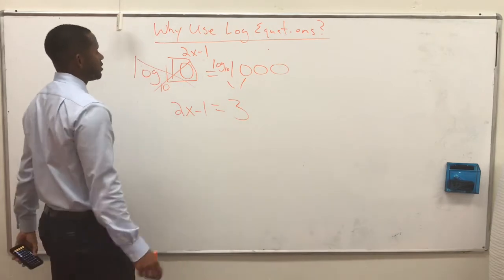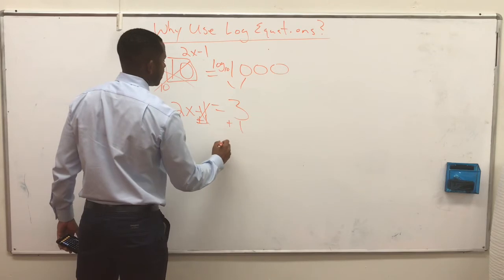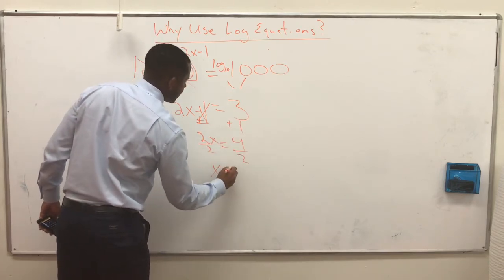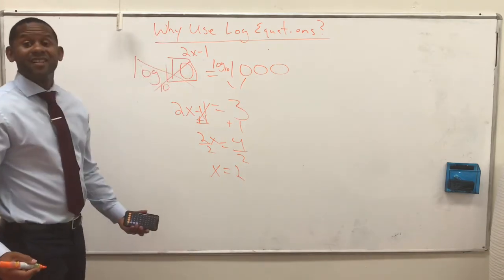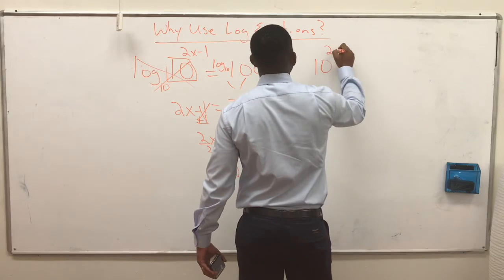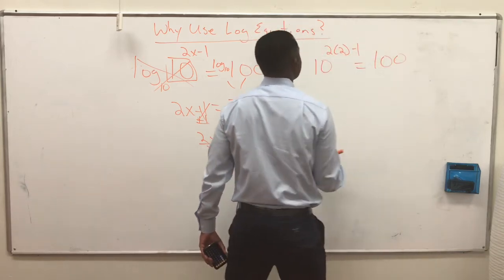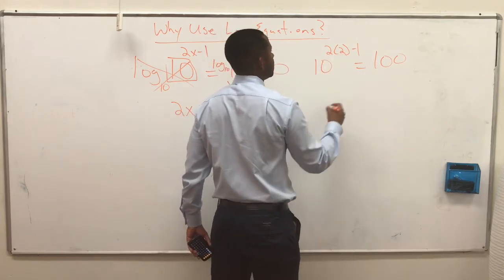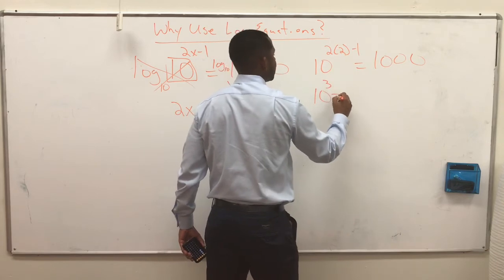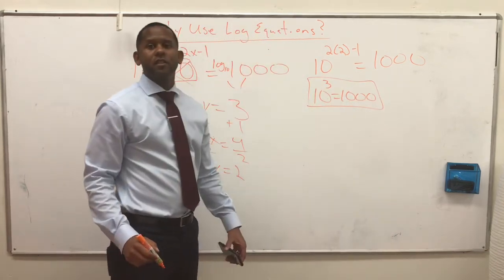Now I know that 2x minus 1 equals 3. Plus 1, plus 1, 4 equals 2x, divided by 2, divided by 2, x equals 2. Let's see, does this actually make sense? 10 to the 2 times 2, which is 4, minus 1, that means 10 to the third equals 1,000. That, again, is true.